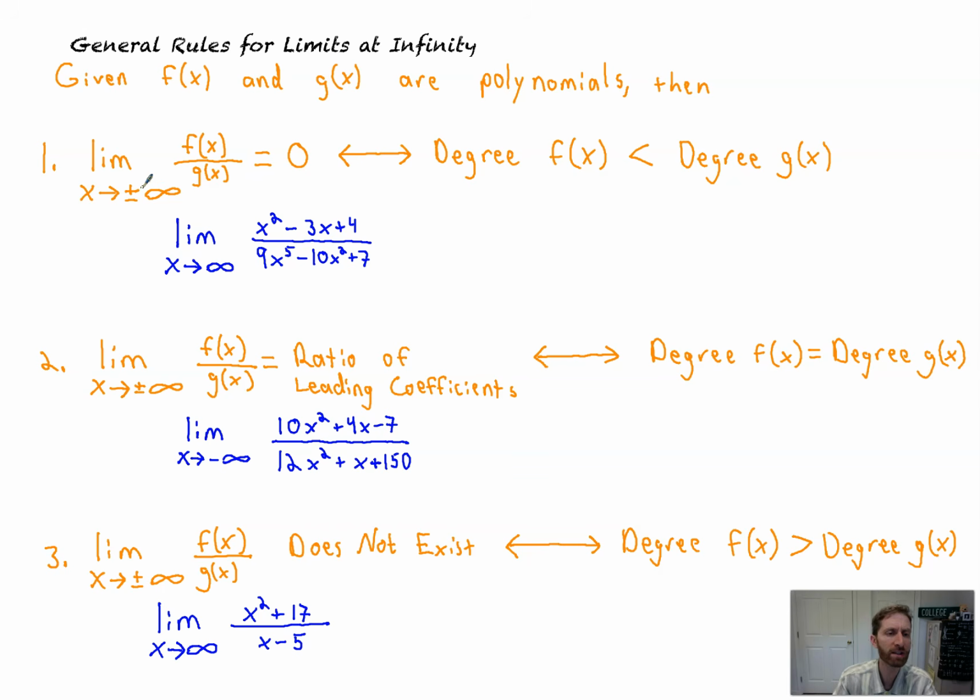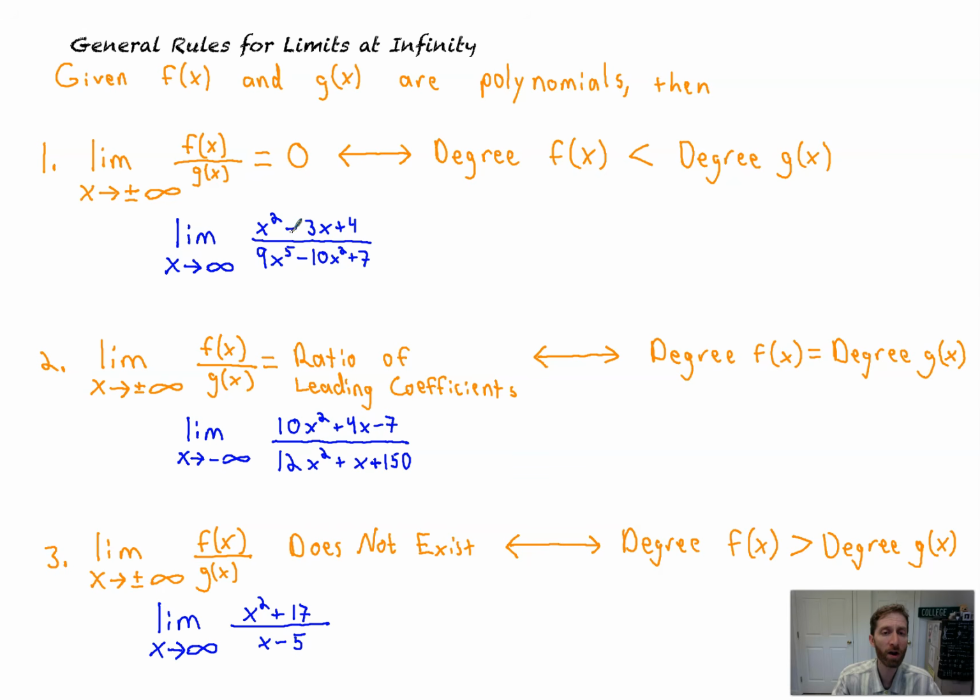We've got the limit as x goes to either positive or negative infinity. Doesn't matter which one you go to, and technically we can't go to both positive and negative infinity. I'm saying you either go far to the right or far to the left. So it doesn't matter the sign. And you've got f over g equals 0 when the degree of f is less than the degree of g. So here you've got an example.